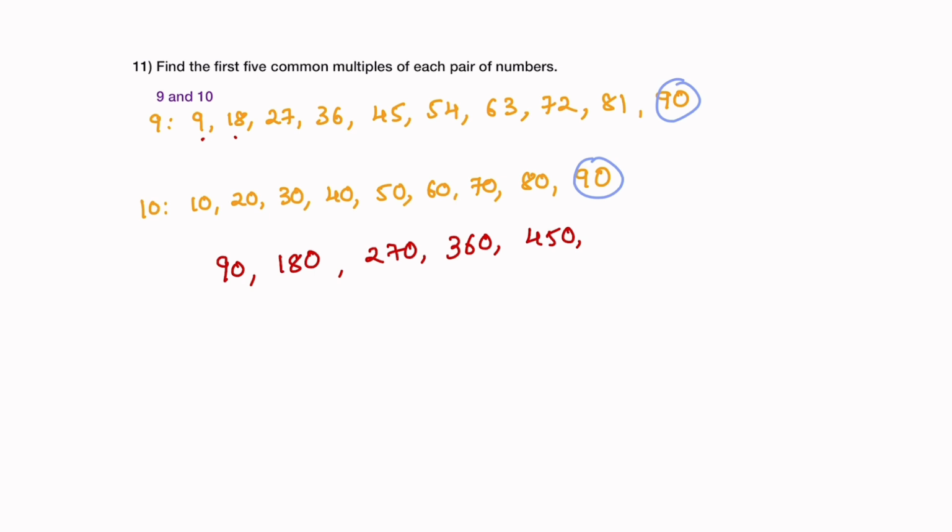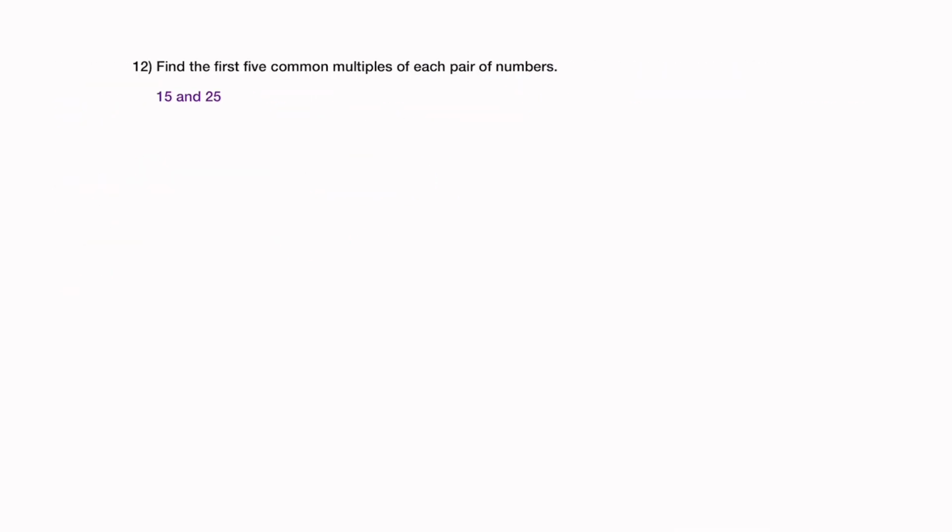Let's go for the last one from this category. 15 and 25. Let's list the multiples for 15: 15, 30, 45, 60, 75, 90, 105, 120, 135, 150, and so on and so forth.